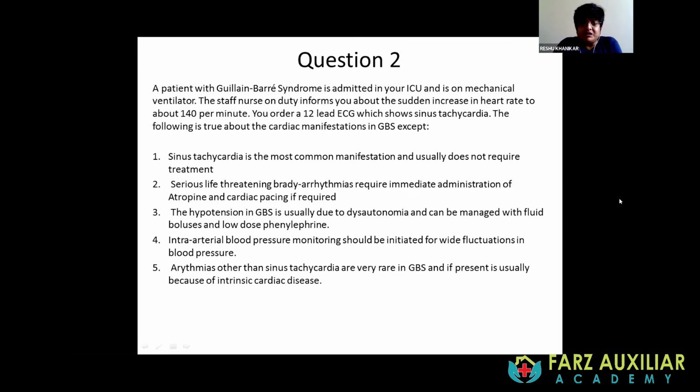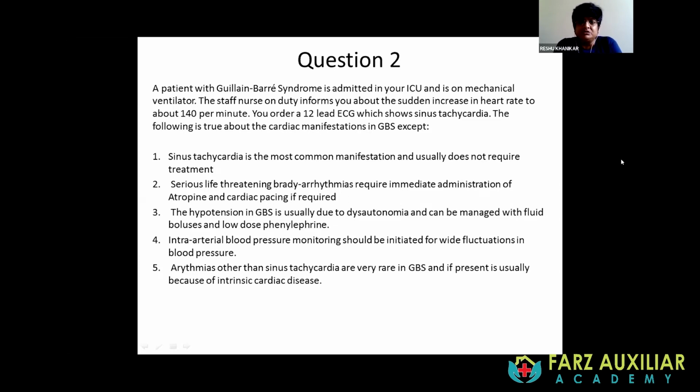Serious life-threatening bradyarrhythmias require immediate administration of atropine and cardiac pacing if required. The hypotension in Guillain-Barré syndrome is usually due to dysautonomia and can be managed with fluid boluses and low-dose phenylephrine. Intraarterial blood pressure monitoring should be initiated for wide fluctuations in blood pressure. Arrhythmias other than sinus tachycardia are very rare in Guillain-Barré syndrome, and if present are usually because of intrinsic cardiac disease.